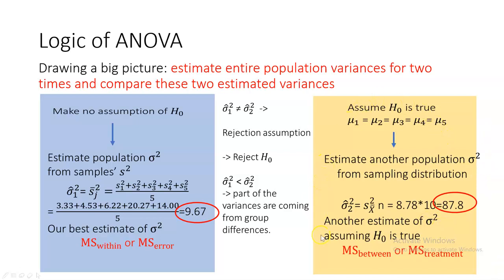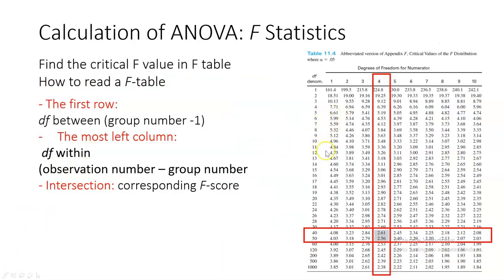So if there is a huge disagreement between these two estimates, we're going to say, okay, this null hypothesis is wrong, and these 5 populations don't have the same mean. Okay, so that's the connection I want to make with the logic part. And next, I'm going to talk about how to read this F table. I have uploaded a copy of this F table in your Canvas. Feel free to download it and use it.